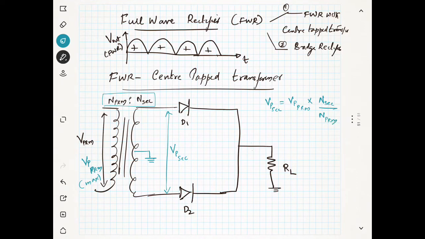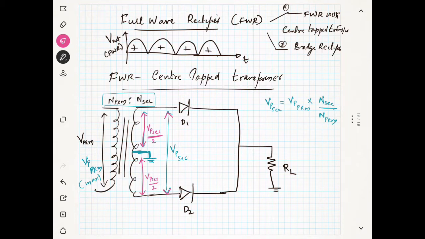Now there is a connection at the center, I told you. So what will be the voltage between these 2 points? The voltage between these 2 points will be something different. It is nothing but half of this maximum voltage. That means I am talking about the maximum voltage. So the maximum at this point is VP secondary by 2, and at this point it is also VP secondary by 2, so that you will get a total of VP secondary between these 2 points.